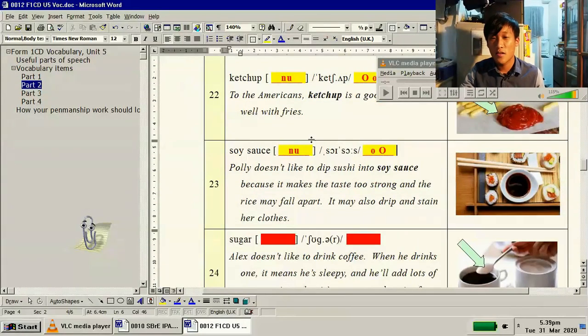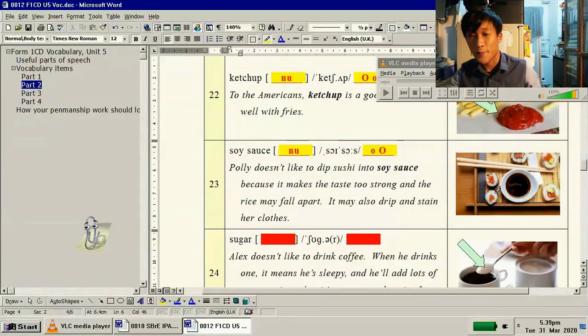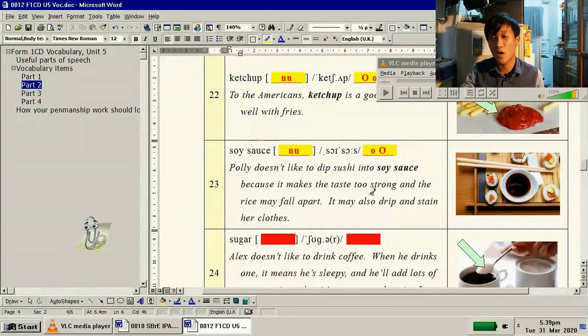Okay, soy sauce. So what is it? It's a dip for sushi. Polly doesn't like to dip sushi into soy sauce because it makes the taste too strong. Some people don't like it. It's too salty, too much salt in it. The taste is too strong. They want to have the sushi taste and the sashimi taste.